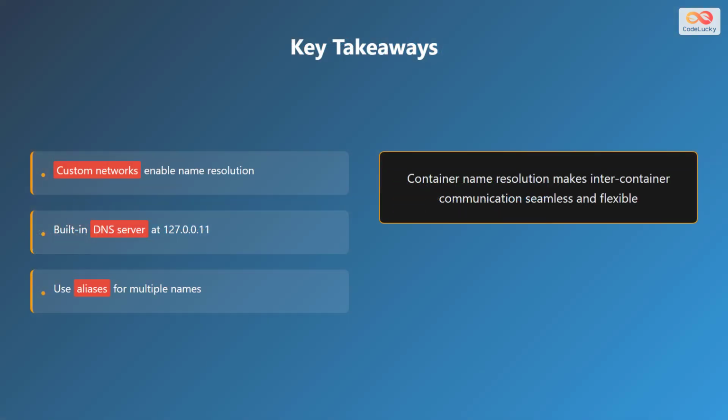Here are the key takeaways. Custom networks enable name resolution between containers. Docker provides a built-in domain name system server at 127.0.0.11 for these networks. You can use aliases to assign multiple names to a container. In summary, container name resolution makes inter-container communication seamless and flexible.